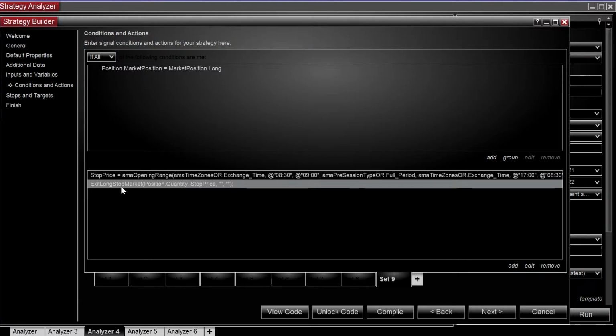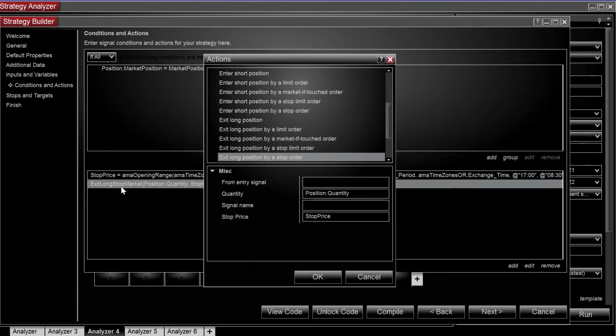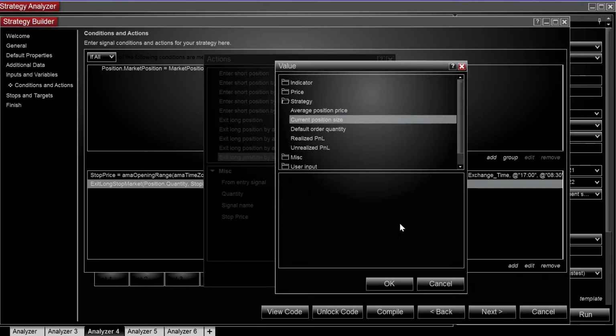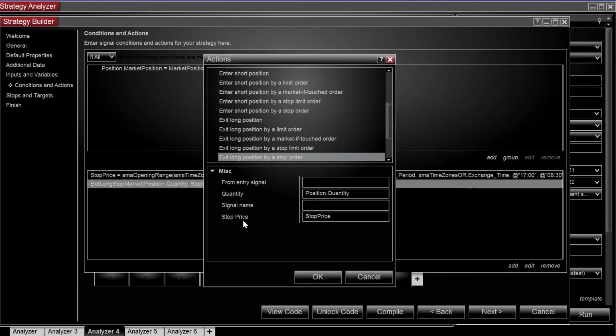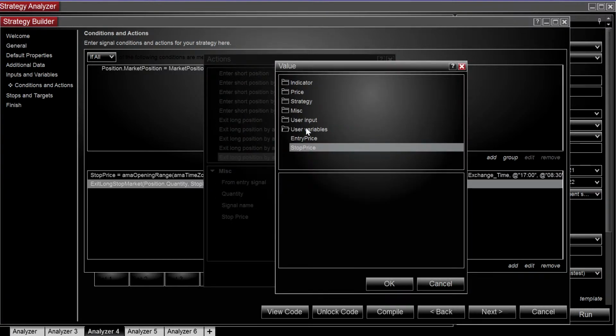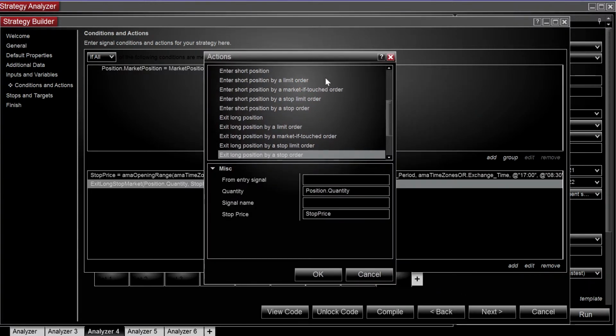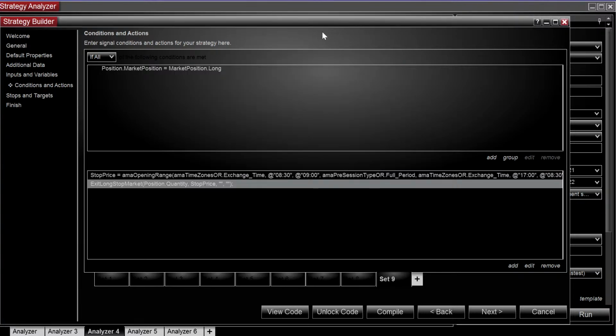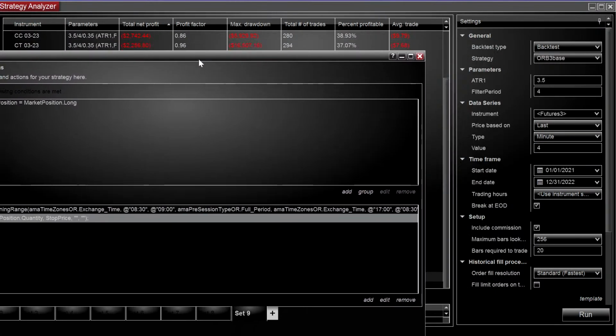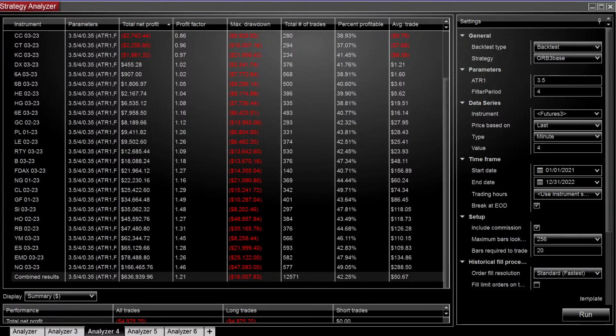And now, one more action. We exit long position by a stop order, position set to the total position size, and then stop price is the variable that we named stop price. So cool. You should know how to create it based off of that.